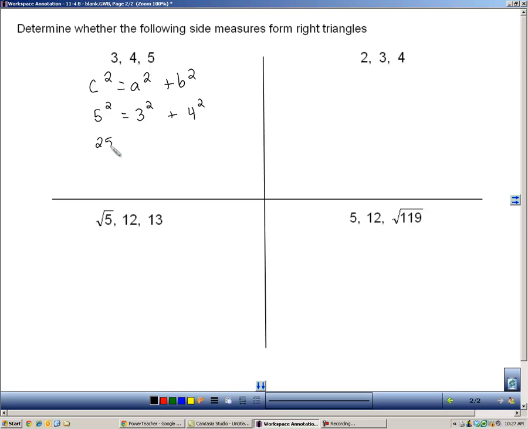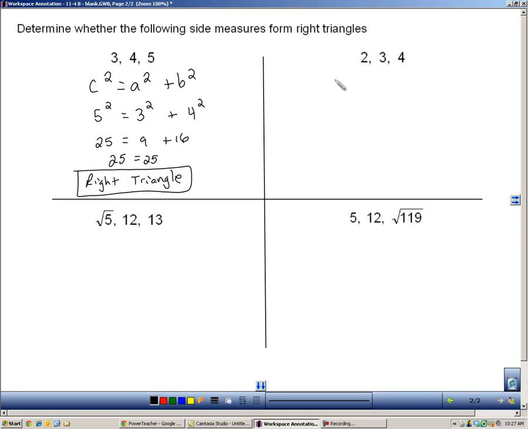So we're asked to see if 25 equals 9 plus 16. Well, 9 plus 16 is 25, so that's true. So we can say that a triangle with these three sides is a right triangle.